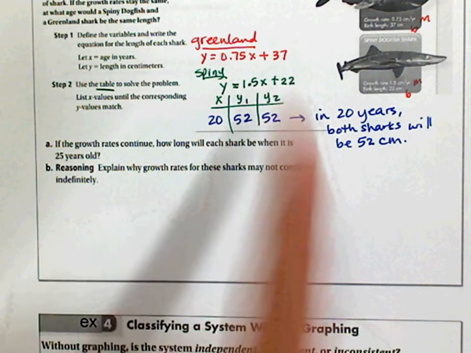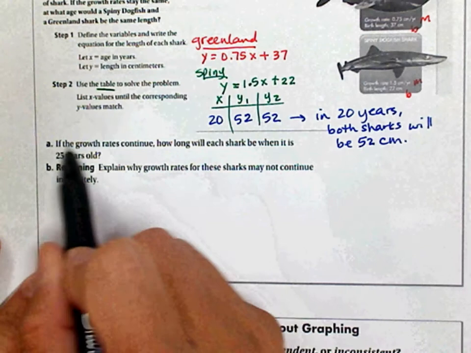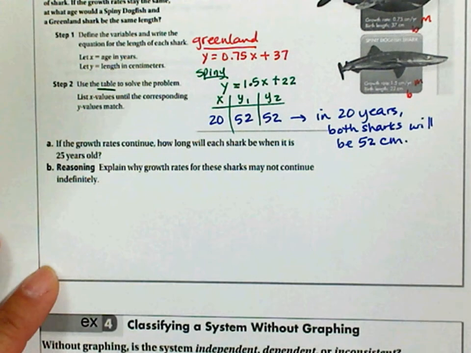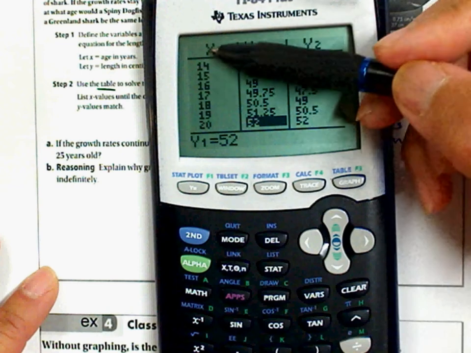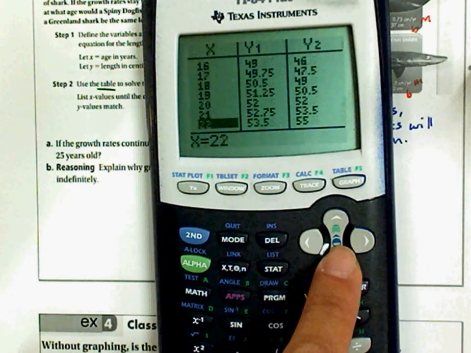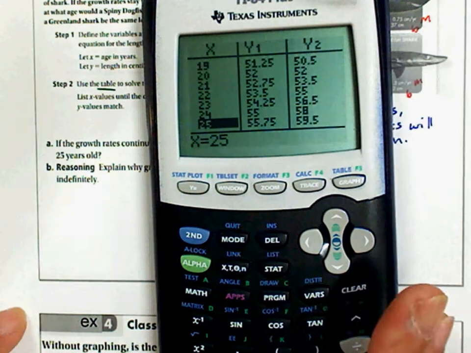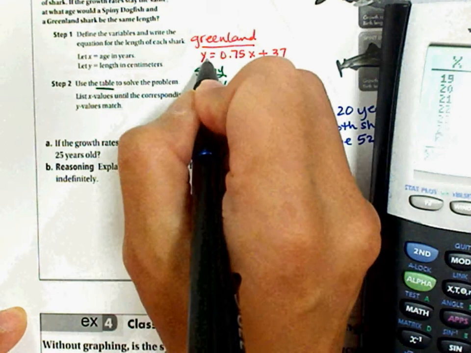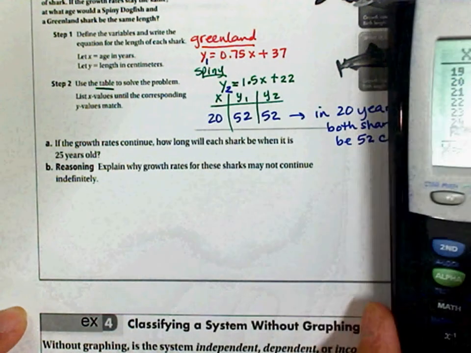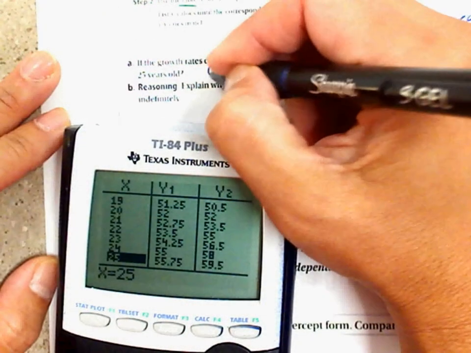If the growth rate continues, how long will the shark be when it is 25 years old? Okay, so notice this is the year, so this is year 20. So let's go to 25. We're going to use our calculator as a table. Did you guys see that? We have this one under Y1 and we have this one under Y2. Okay? So according to our calculator, the Greenland shark in 25 years will be how long? It's in Y1.